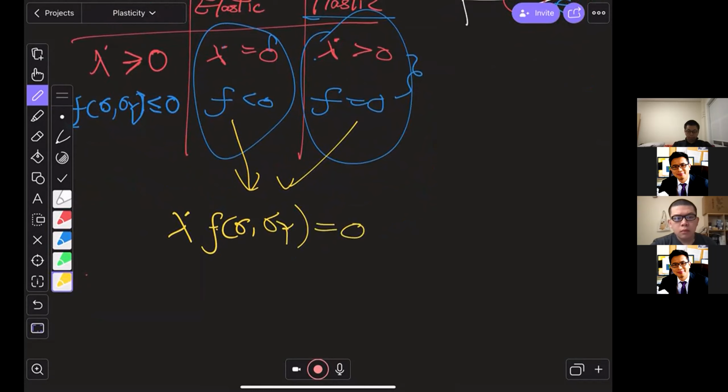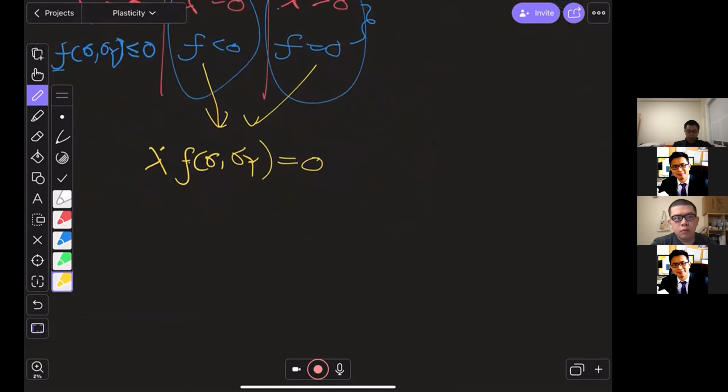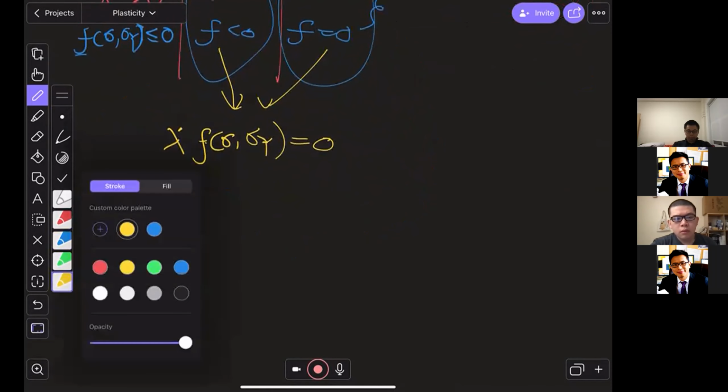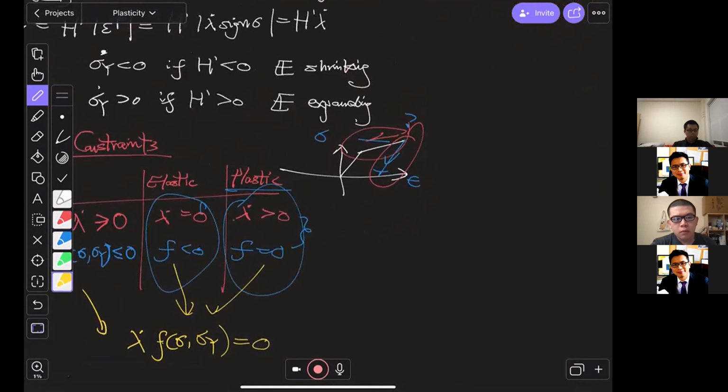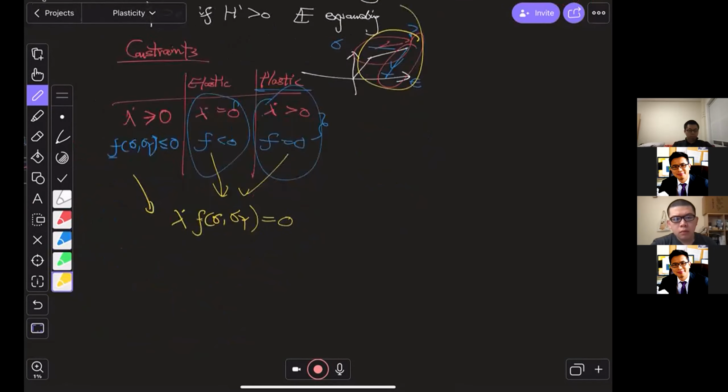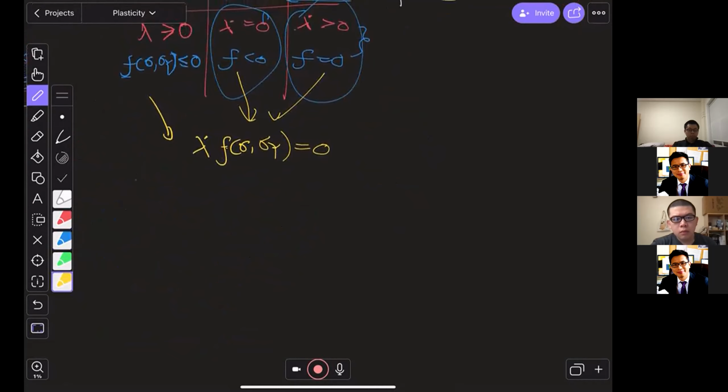Okay, so this is something you see a lot in linear programming. This is the additional constraint you use to make sure that you're actually going for the right path. And this is called the KKT conditions. So Karush, Kuhn, Tucker conditions.